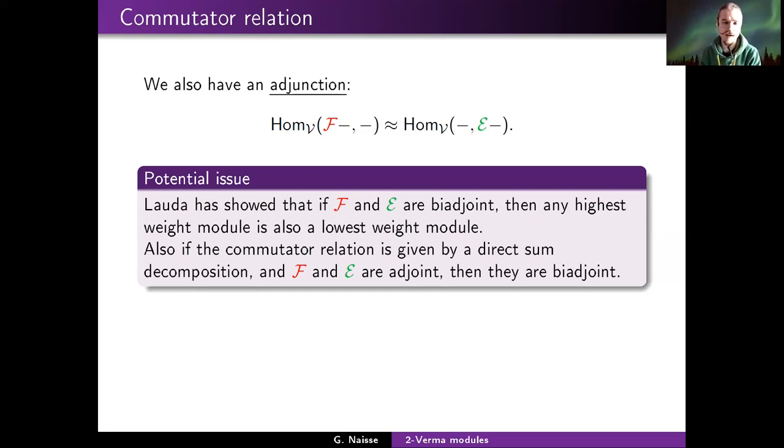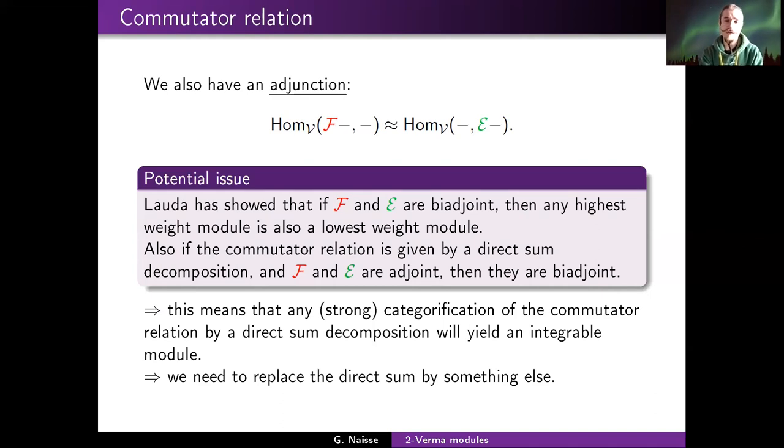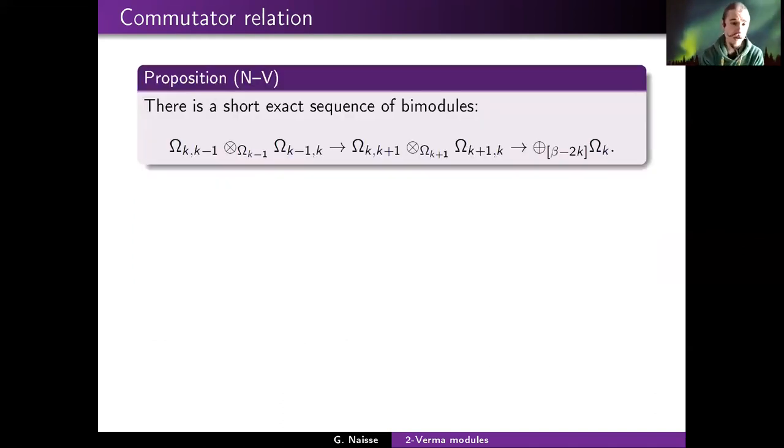And the second issue is that if E and F are adjoint, and if you have a direct sum decomposition that relates E and F as in the finite case, then E and F must actually be biadjoint. So what it means, because you already have this adjunction, is that we also cannot hope to categorify the commutator relation with a direct sum decomposition. So we need to find something else. And so the solution that we found with Pedro was that what you have is basically half a direct sum decomposition.